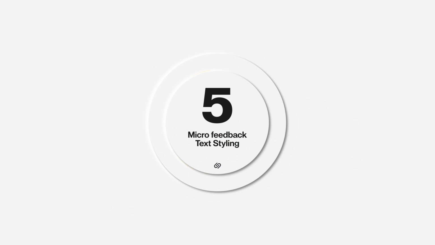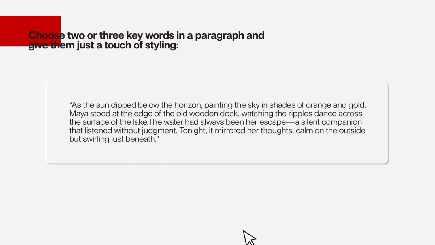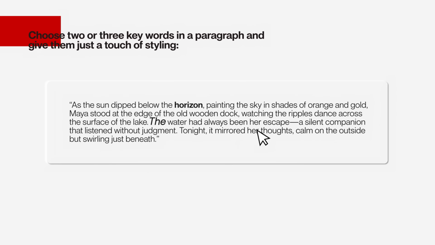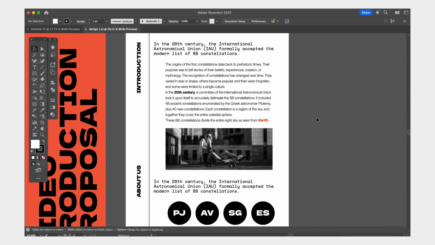When someone is scanning text on a design, the eye naturally searches out landmarks along the way. Try this. Choose 2 or 3 keywords in a paragraph and give them just a touch of styling. Maybe increase the weight slightly, increase the size by 3 to 5%, or shift the color a notch or a lot. This creates micro movement. The eye stutters slightly when it hits these words, and this increases engagement. It doesn't feel like a highlight as such, it feels like a pulse.